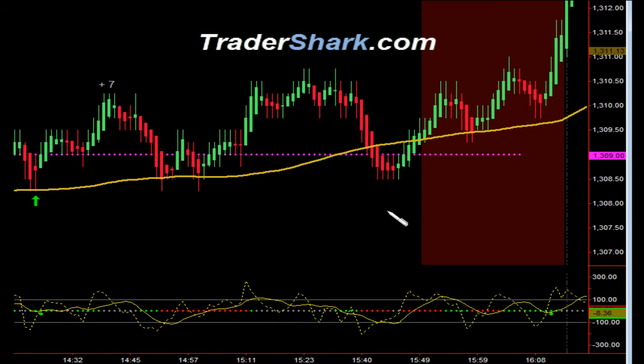Now tomorrow we have the FOMC meeting announcement, and so with that being said, we'll probably expect one move in the morning with a little bit of consolidation until the announcement, and then after the announcement we will respond based on price action, not the news itself.